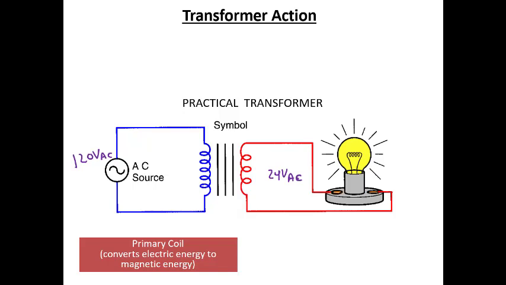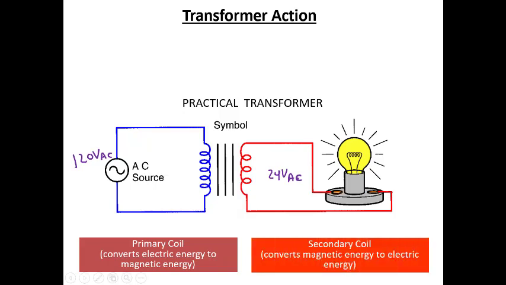The primary coil on our transformer converts the electrical energy to magnetic energy. It transforms the current and voltage into an electromagnet. That electromagnet is then converted on the secondary into the electrical energy for the light bulb.